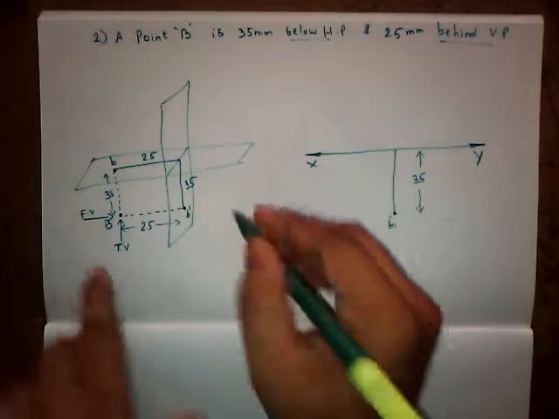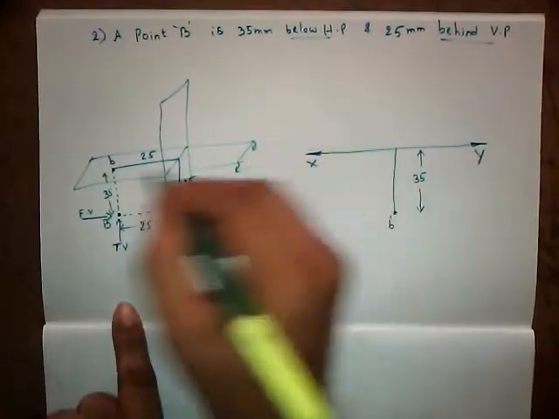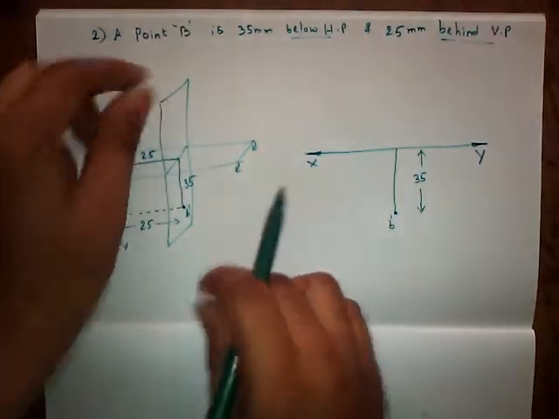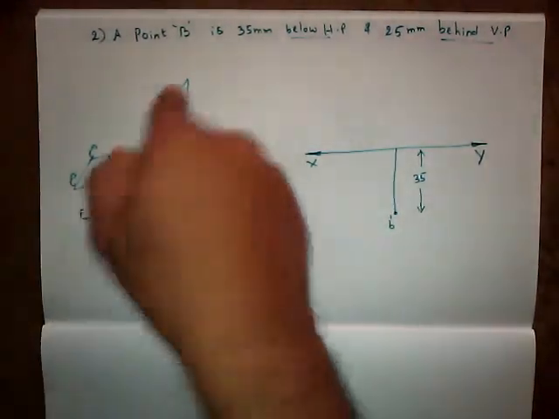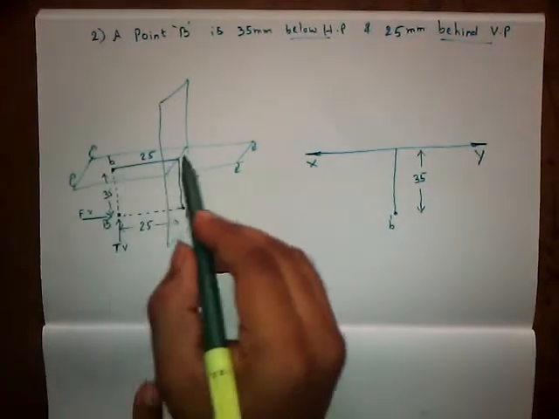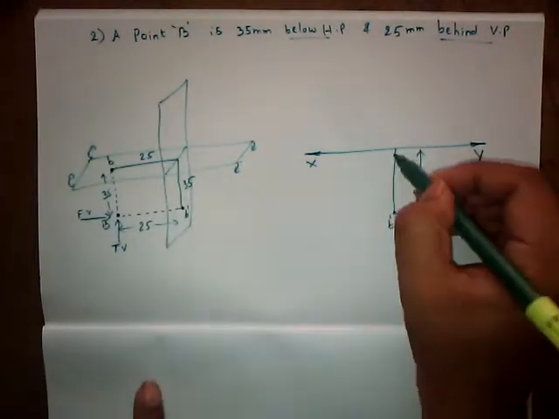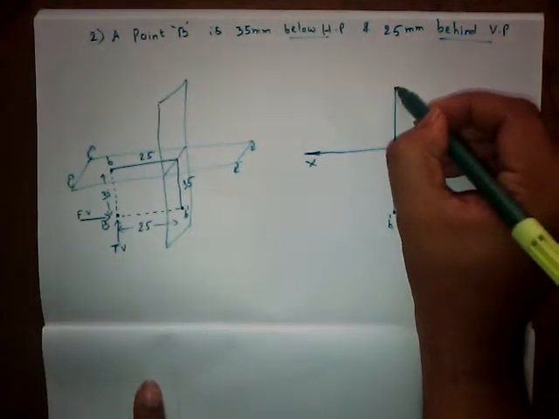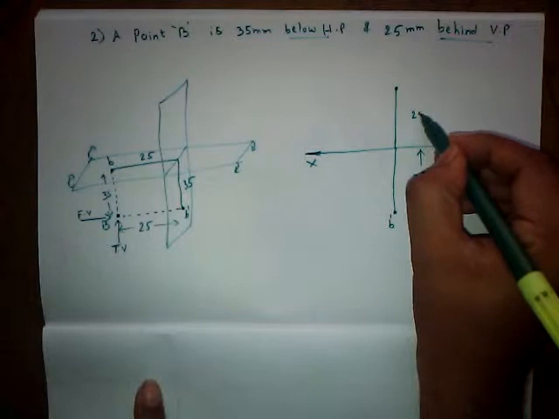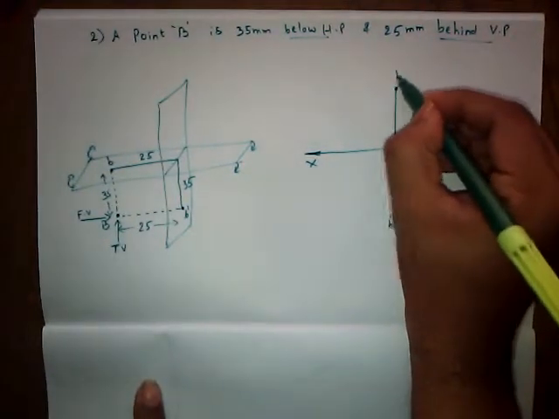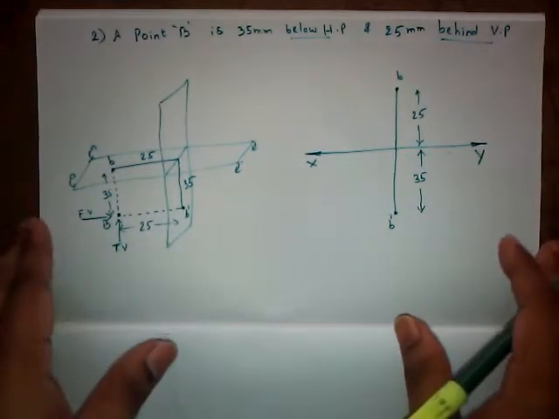Okay, so now we need to rotate the horizontal plane in clockwise direction. If you rotate in the clockwise direction, this is going to rotate in this manner, so this part is going upwards. This part moves upwards at a distance of 25 mm from the XY reference line, and the name of the point is small b. So this is how we need to do it. Let us move to the next question.